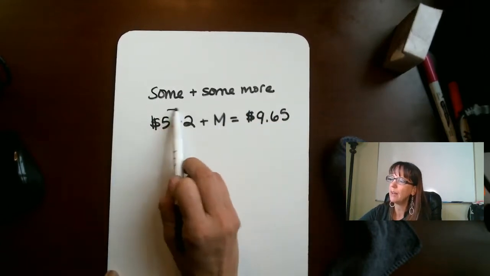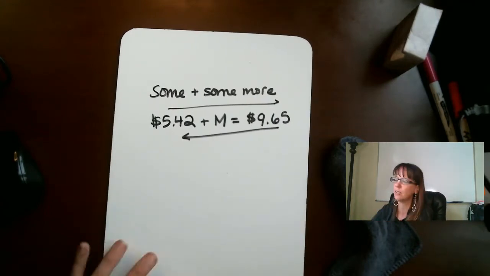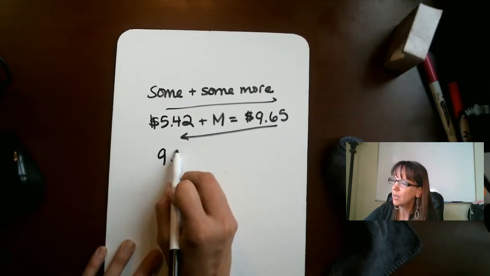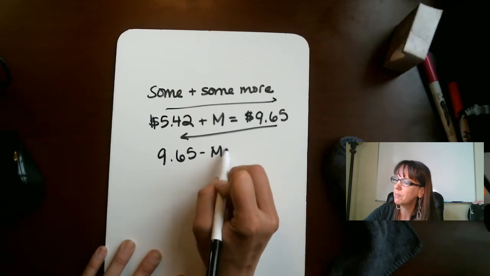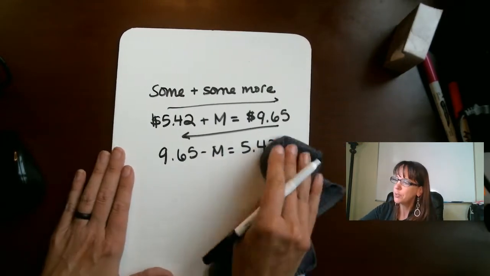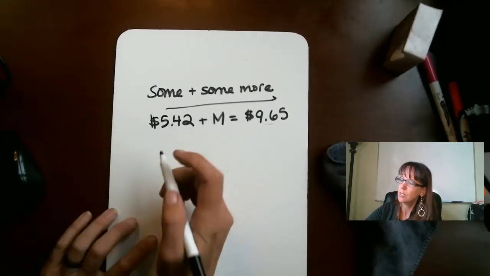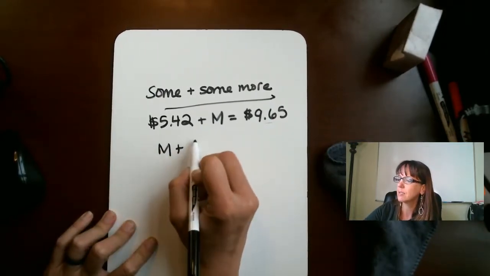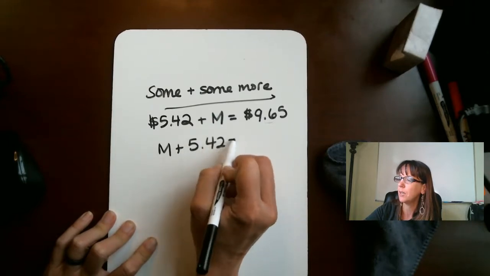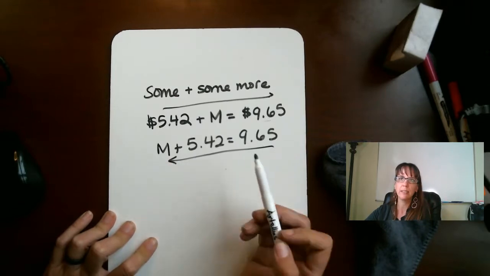$9.65. Again, if we add in this direction, we can subtract in that direction, but already looking at that, I can tell you that's not going to be helpful. 9.65 minus M equals $5.42. That doesn't really help us. So maybe let's reorder our addition problem. Let's try this. M plus 5.42 equals 9.65. Now we can subtract in this direction.